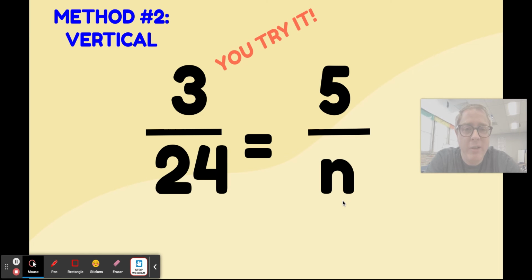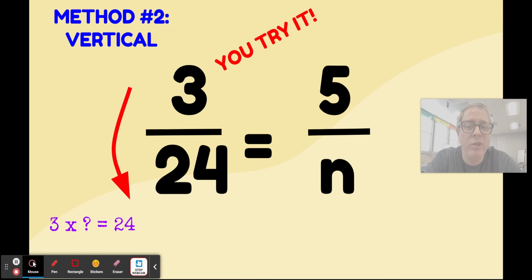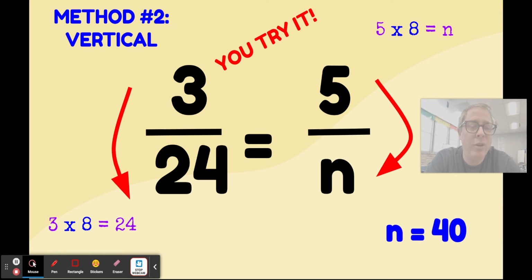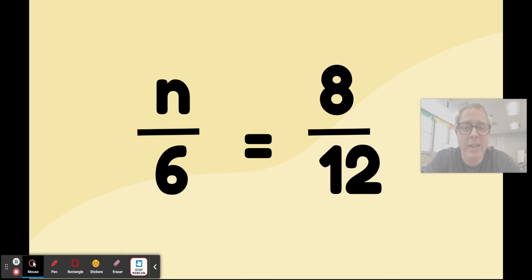All right, now here's another one for you to try. Look for a multiplier on the left side. 3 times what number is 24? Then use that same multiplier on the right side: 5 times that same number, and tell me what n is. Okay? I want you to enter it into the Edpuzzle now. All right. Hopefully you got as your multiplier 8, because 3 times 8 is 24. Then you multiplied 5 times 8, and you learned that n equals 40. Hopefully that is what you got, because that is the correct answer.